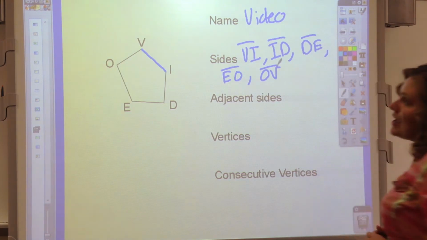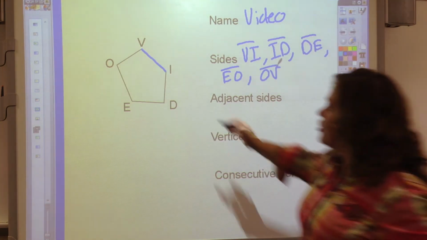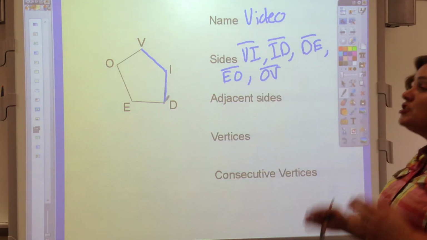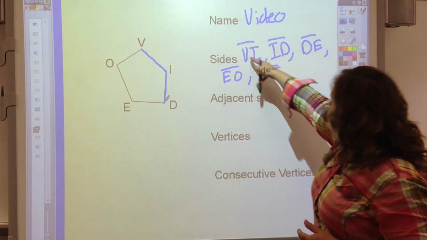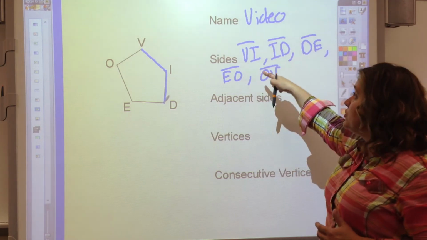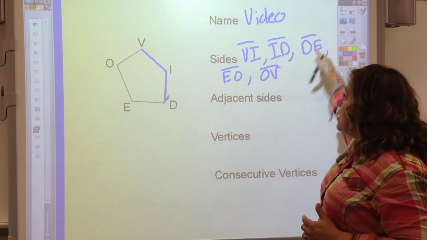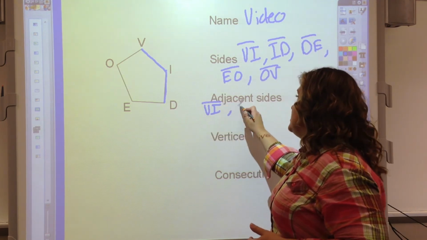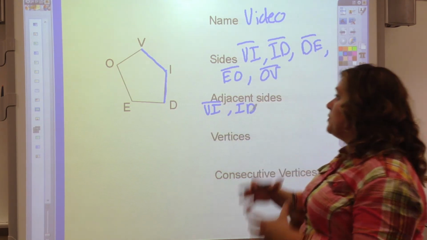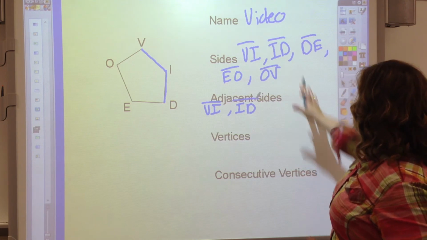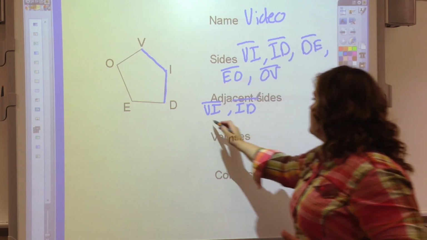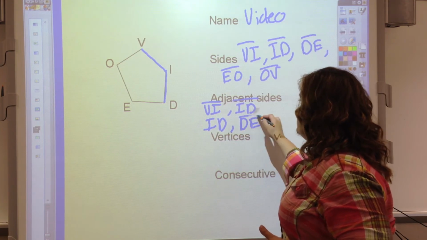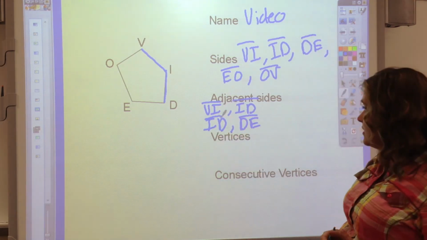Now, adjacent sides are sides that are connected to each other. Notice that VI and ID are connected to each other. They share a vertex. And you can see I've already, since I went around the circle, put them in pairs of adjacent sides. VI is adjacent to ID. That would be a pair of adjacent sides. ID is paired with DE because they share those vertices.